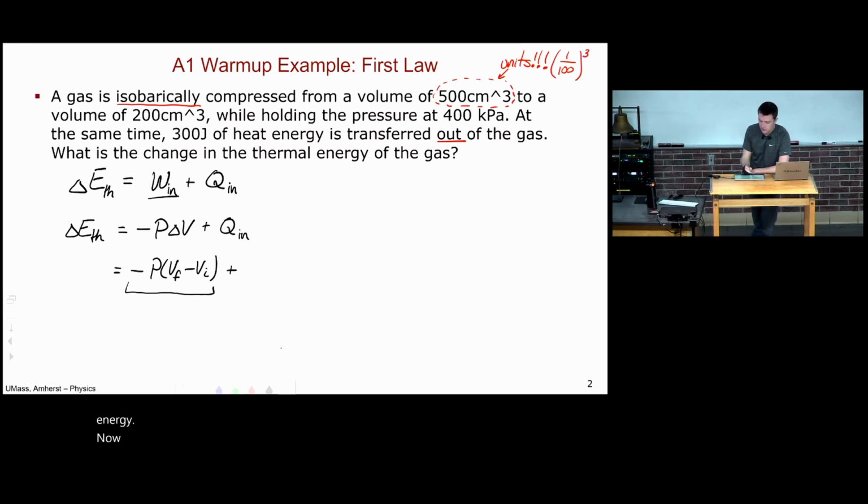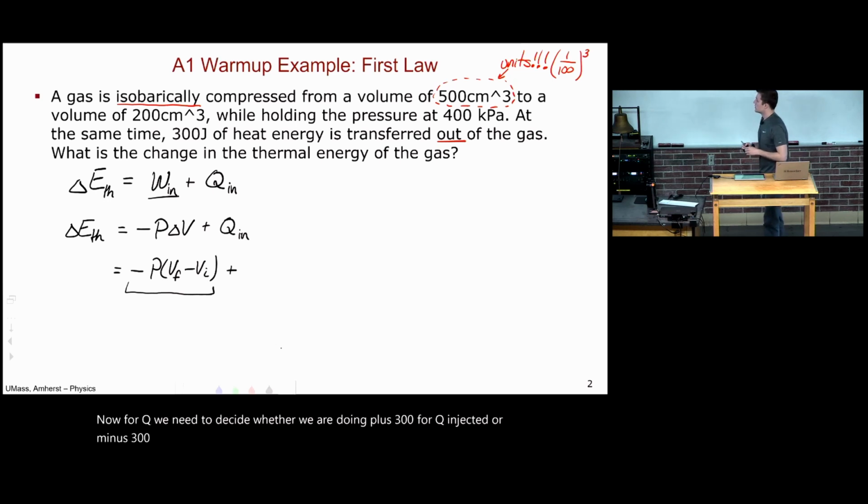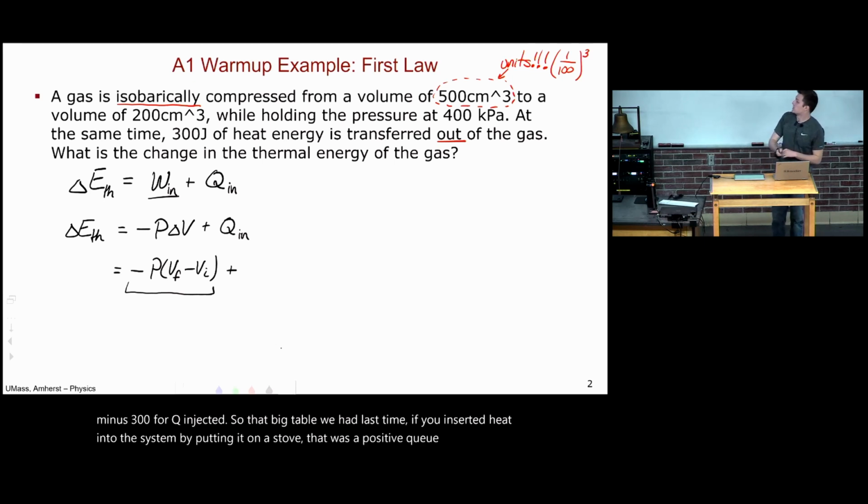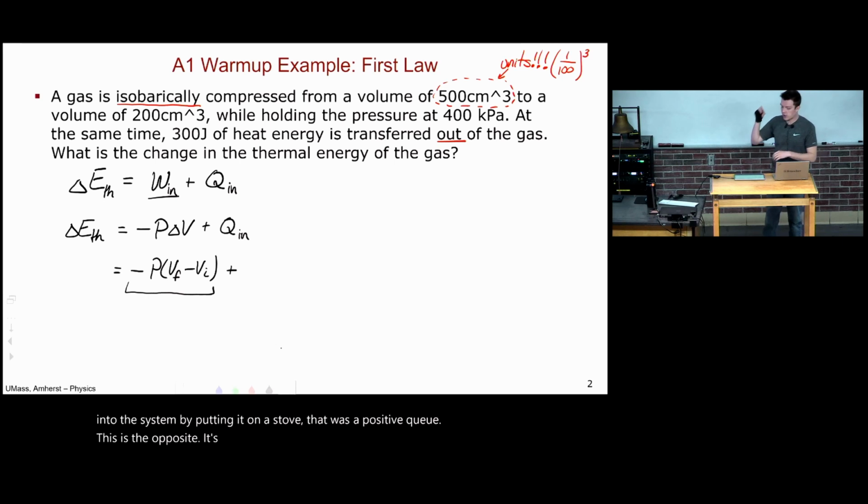Now for Q, we need to decide whether we are doing plus 300 for Q injected or minus 300 for Q injected. So that big table we had last time, if you inserted heat into the system by putting it on a stove, that was a positive Q. This is the opposite. It's donating 300, so Q in is actually minus 300. Okay.